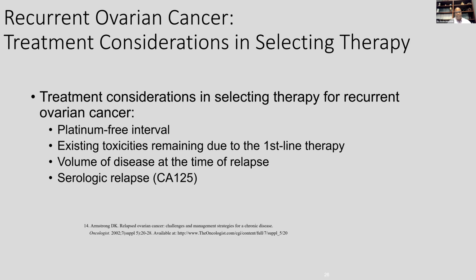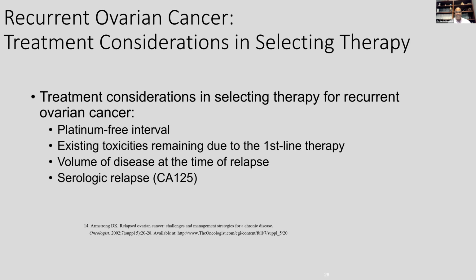Some of the considerations we take into account as oncologists are: how long has it been from the completion of your initial platinum-based therapy to the detection of this recurrence? I'll show you some data to explain why that's important. We also have to consider what toxicities you might still have from first line therapy. For example, if you were unfortunate to have severe neuropathy that's already impacting your quality of life, a second line therapy that also has a high rate of neuropathy should be avoided.